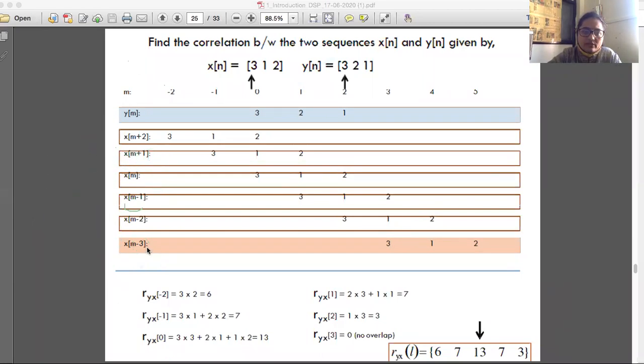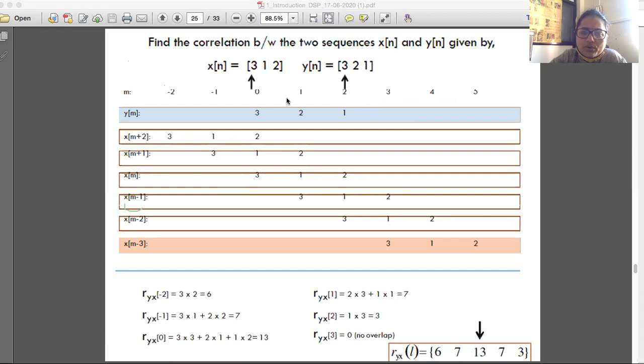We'll see in detail how to perform the correlation. Are you with me? Here we will see how to perform the correlation. There are 2 sequences given. The 2 sequences are x of n is equal to 3, 1, 2, and the second sequence y of n is also 3, 2, 1. So these are the 2 sequences which are given to us.